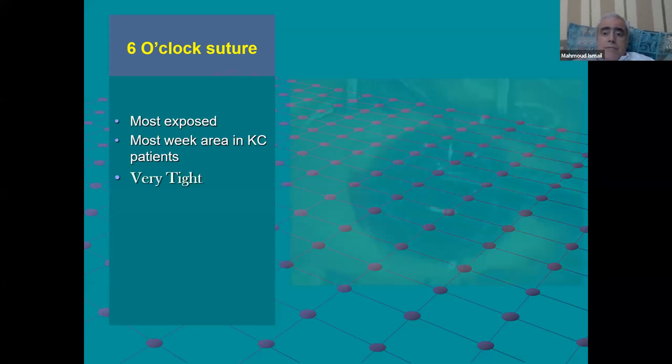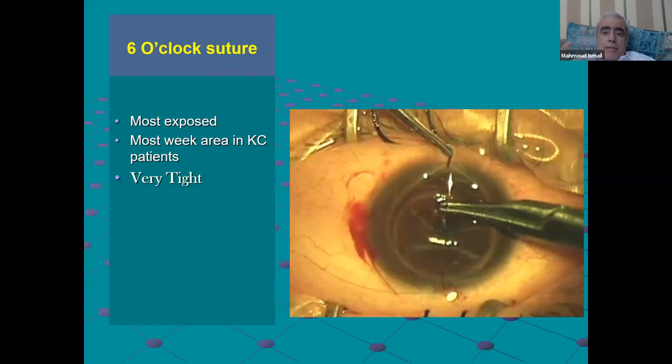But to guard against high astigmatic power in the post-operative, when you are dealing with keratoconus, beware of the 6 o'clock suture. You have to take it very tight. Why do we have to take this suture very tight? First of all, as you all know, in keratoconus the bulge of the cornea is usually inferior. Also, this is the part of the cornea mainly exposed in the post-operative, and definitely this is the weakest part of it. So you have to take it as tight as possible in order to guard against post-operative high astigmatism.